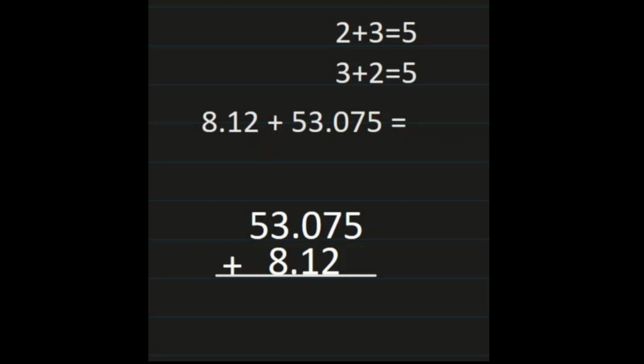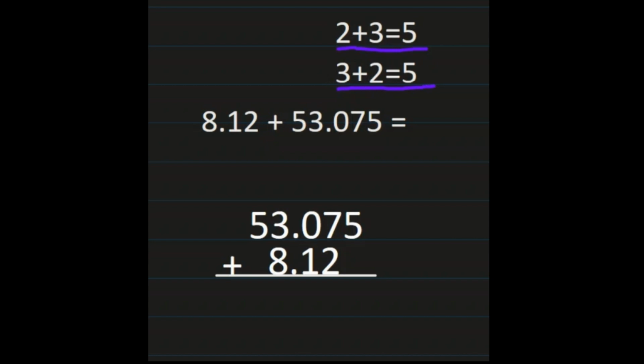For our next problem, we have 8 and 12 hundredths plus 53 and 75 thousandths. And we just talked about our addition of decimals rule, which was to line up our decimals. And in this problem, we're going to want to rewrite our problem vertically, but let's talk about which number we want to place on top. So remember, you have a commutative property of addition that says 2 plus 3 equals 5, but 3 plus 2 also equals 5. So it doesn't matter which number we place on top when we rewrite this problem vertically.